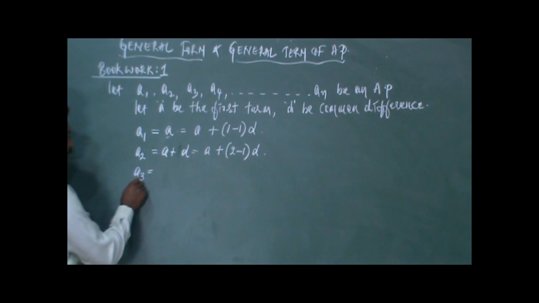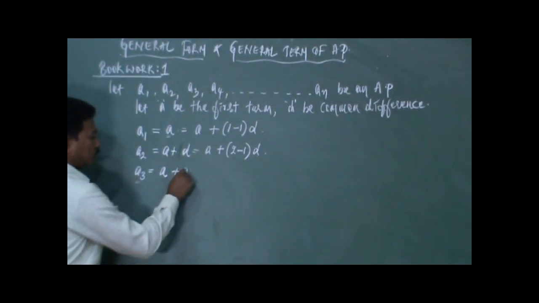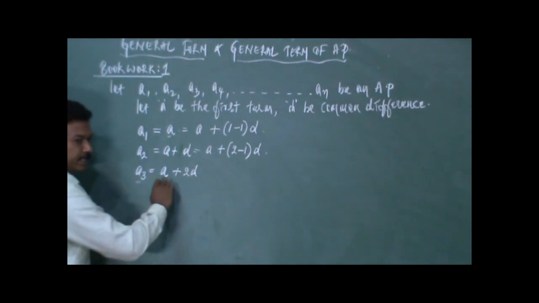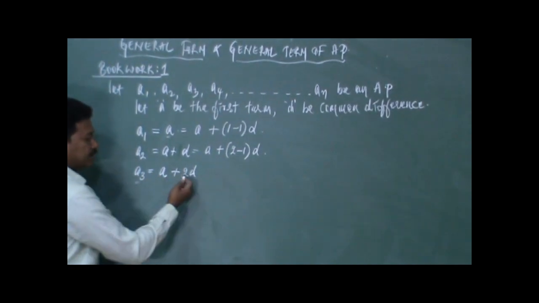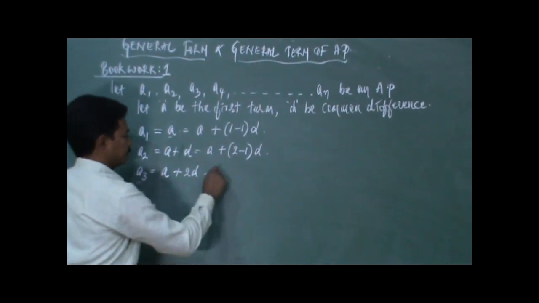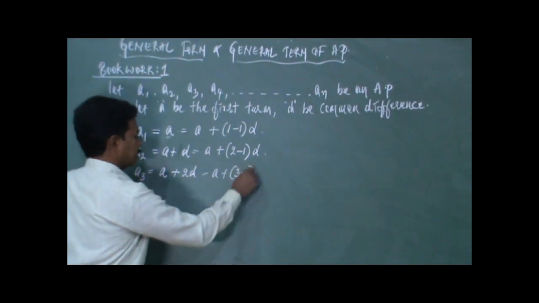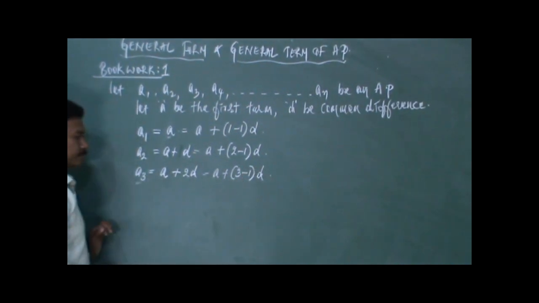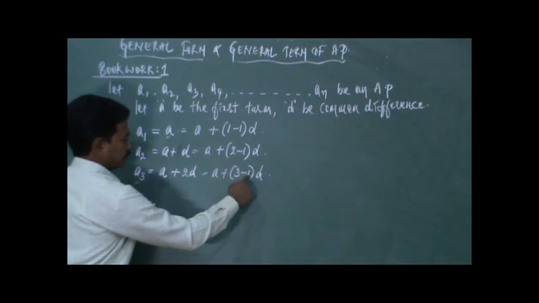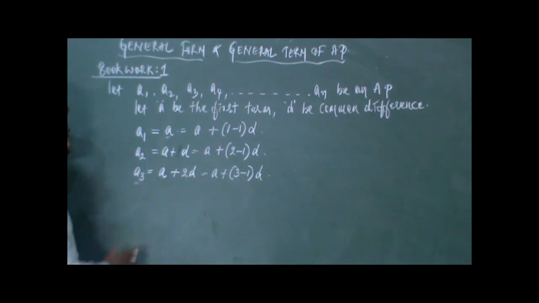So a3 is the third term. To the first term you are going to add 2 times the common difference, that is d plus d. d plus d is 2d. So a plus 2d, I am going to write it in this form. a plus 2d can be written as a plus 3 minus 1 into d. So 3 minus 1 is 2, 2 into d, 2d. 2d plus a is a plus 2d. So this is the third term.